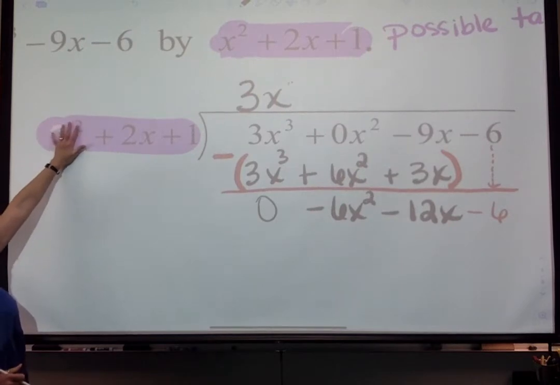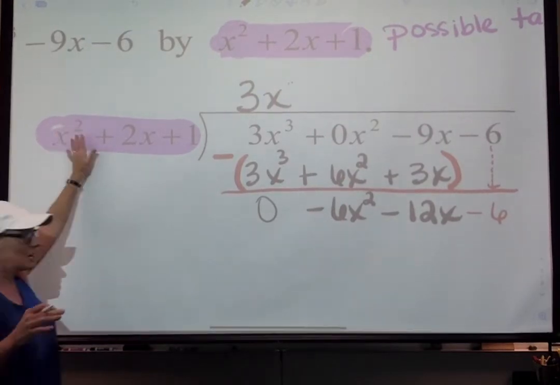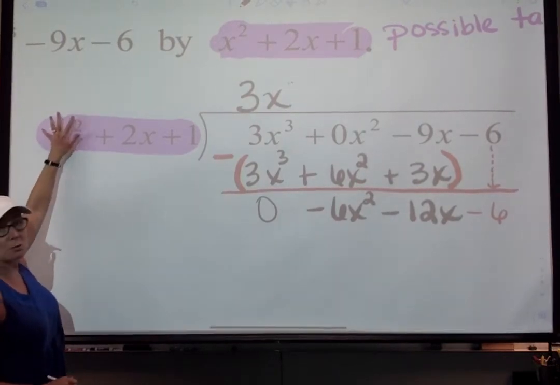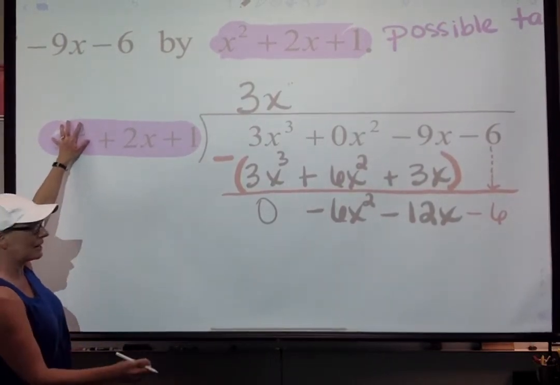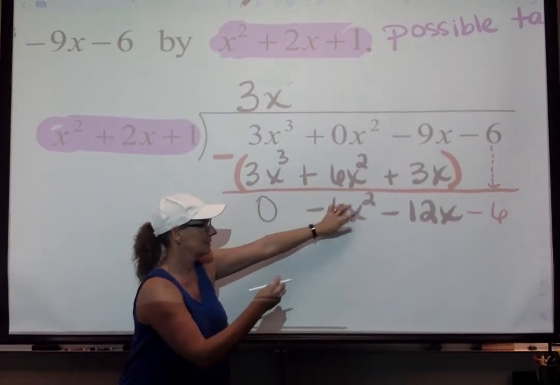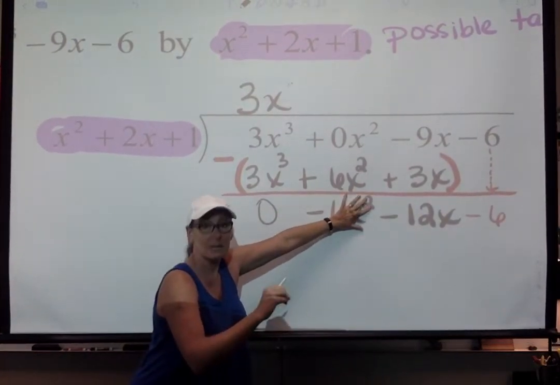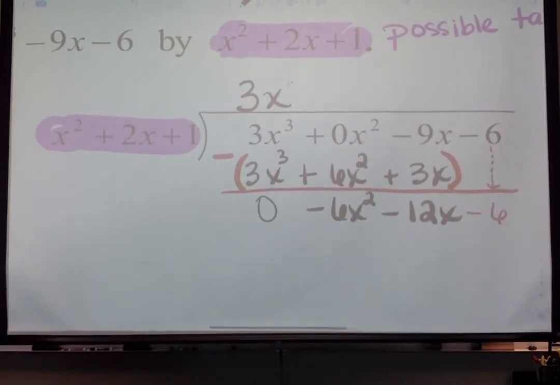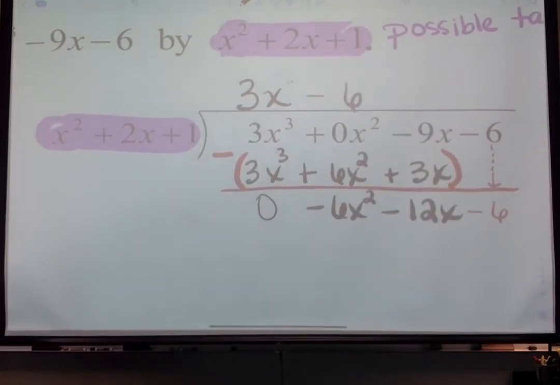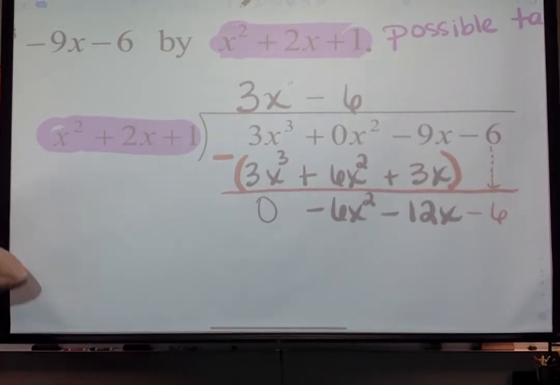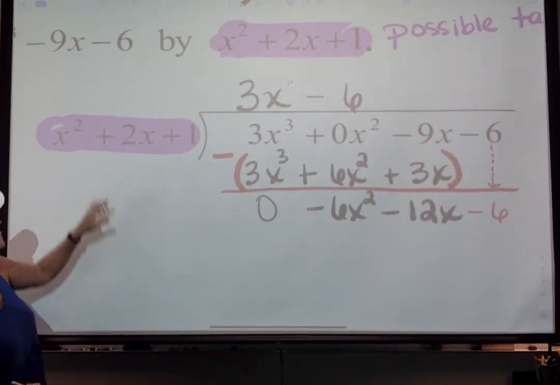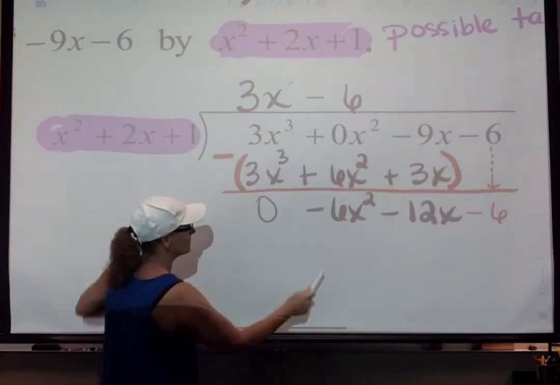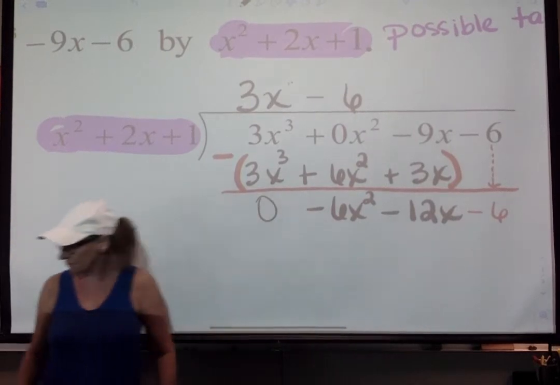Look at this. Usually you say, how many times does this go into this? It's going to be easier to ask yourself this question. What do I multiply this first term by to get this? I got the x's taken care of. Now all I need is a negative 6. So up here I'm going to write negative 6. Now multiply. Take this times negative 6, this times negative 6, and this times negative 6, and write it down.